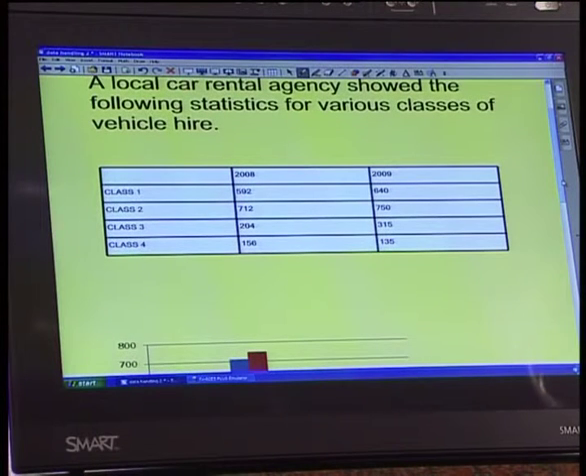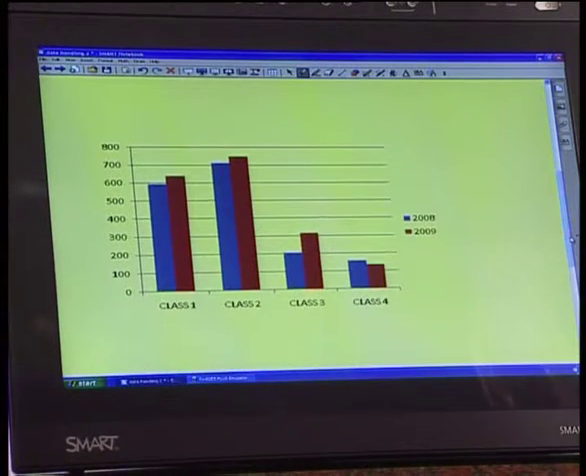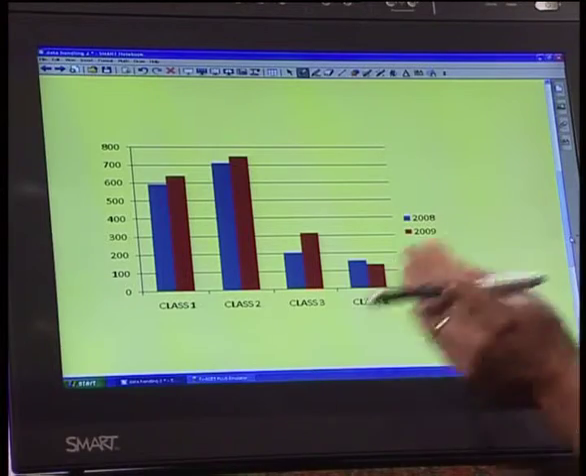Now, we want to represent this data on a table or a chart. The chart that I'm going to use is known as a bar chart. Why did I not choose the histogram? Well, again, the classes of vehicles do not follow on from each other. You might say, but surely the numbers 1, 2, 3, and 4 are sequential. That's true, but I'm not interested in the numbers here. I'm interested in the different classes.